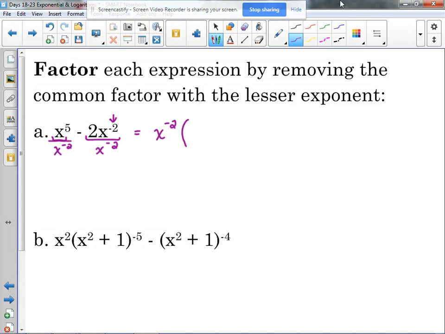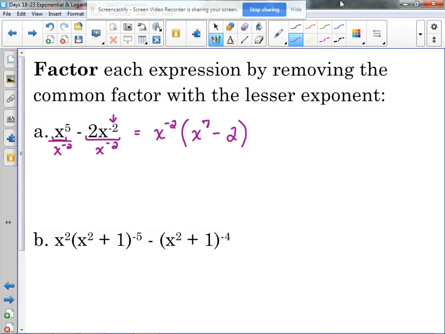So now we apply our exponent rules. When we divide like bases, we subtract exponents. So 5 minus a negative 2 is going to give us a positive 7 exponent. And then, of course, we take that factor out of the second term, so we're just left with that coefficient of negative 2. But also remember that factoring should always be checked by multiplying it back out. So when you multiply right here, you add exponents. Negative 2 plus 7 is 5. So you're confirming that you did factor it out correctly.